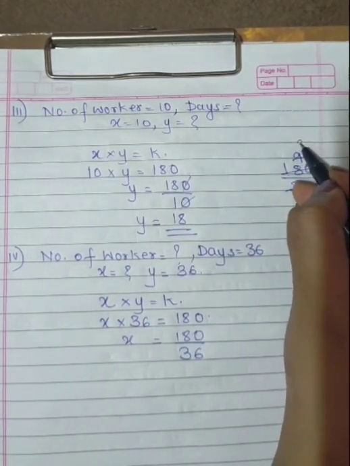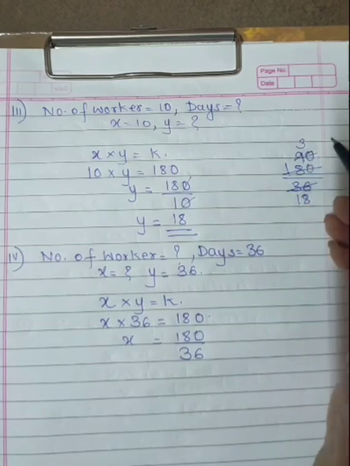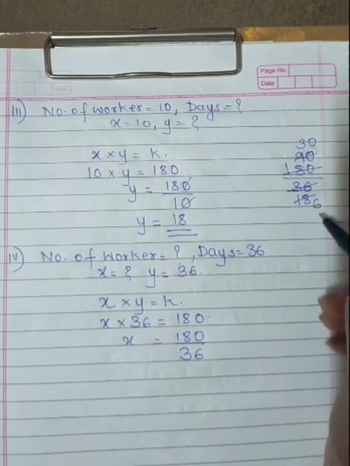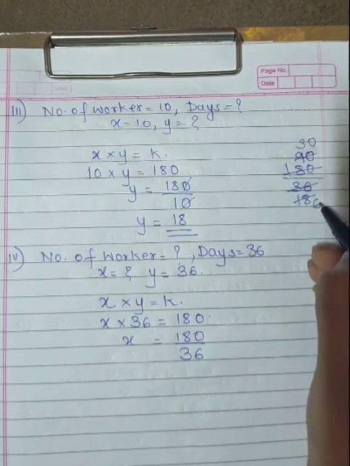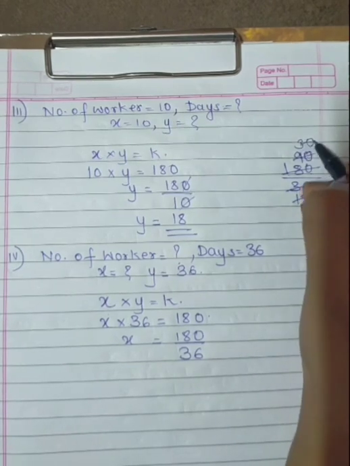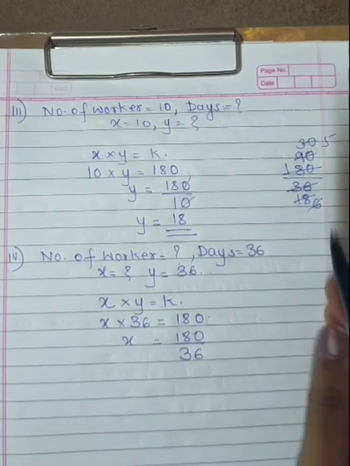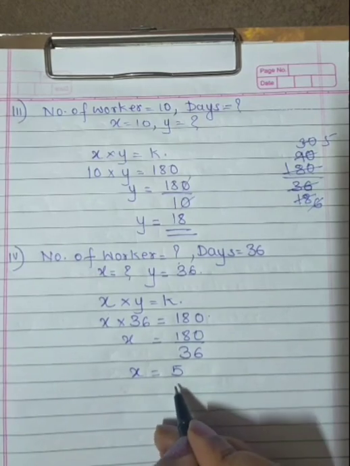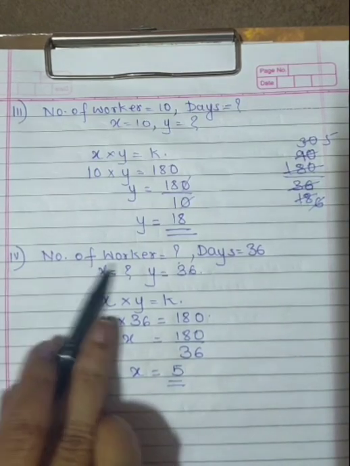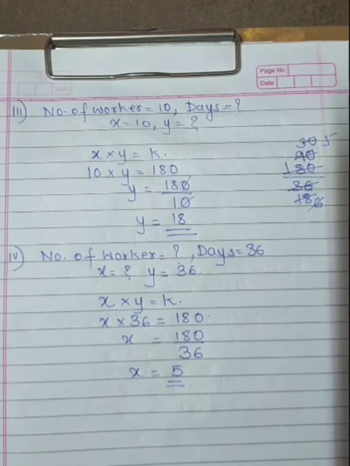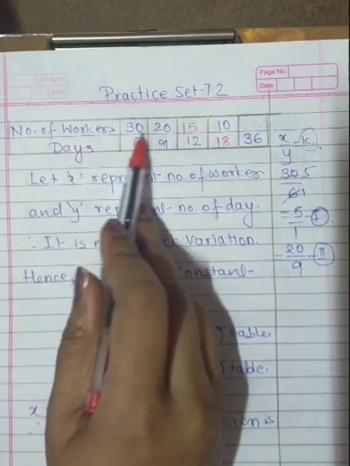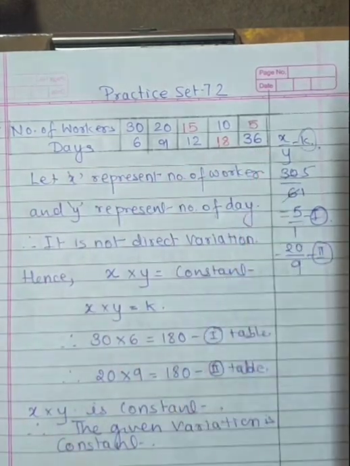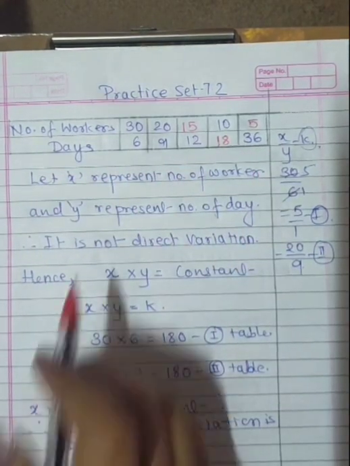3. 3 3s are 9, this 0, here 3 6s are 18, again this both you can see, 6 5s are 30. Okay, now what is the answer? x is equal to 5. So the number of workers is 5. Now here the number of workers is 5 and the number of days is 36. So question number 1 we have solved.